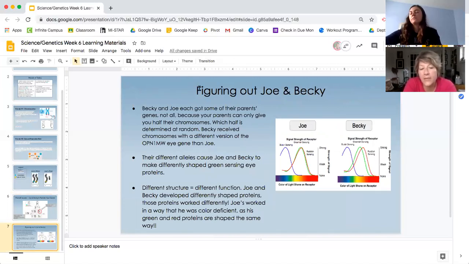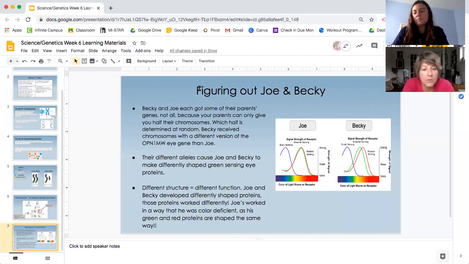So this is kind of a summary slide for you about figuring out why Joe and Becky have different types of vision. To summarize, Becky and Joe each got some of their parents' genes, but not all, because your parents can only give you half of their own chromosomes. You get 23 from each parent, so that equals 46. That's what each human being has. Which half is determined at random, so it's just like flipping a coin, with no pattern.